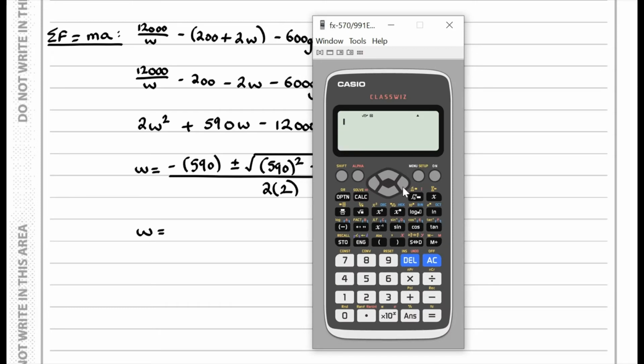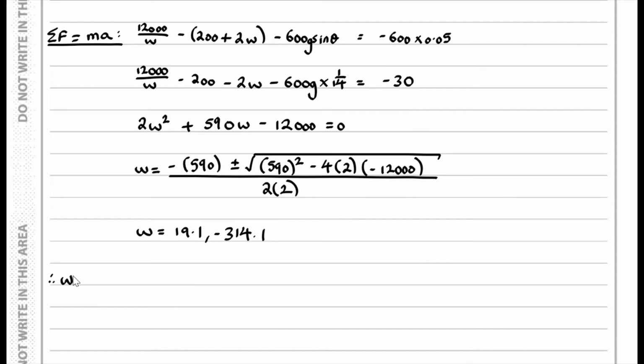And therefore, if we solve for W, if we grab our calculator and go to the equation solver, we have a polynomial of degree 2 with coefficients 2, 590 and minus 12,000. We get 19.1 and minus 314.1. Okay? And therefore, in conclusion, W is equal to 19.1 meters per second.